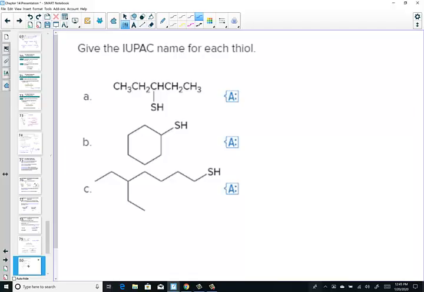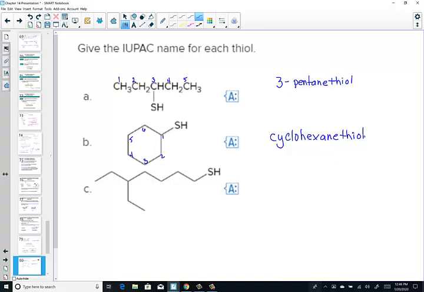Let's keep practicing. 1, 2, 3, 4, 5 carbons. At carbon number 3 of a 5-carbon chain, there is a thiol substituent group. Excellent. Here we have a cyclic structure, a 6-membered ring. I don't need to tell you at carbon 1 because you'll know the priority is given to the first carbon when we see a substituent group. I will call this cyclohexane. Keep the E and then add the ending thiol to let you know there's an SH group off of the carbon.